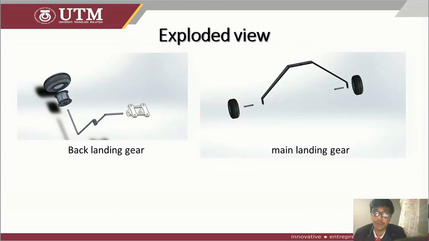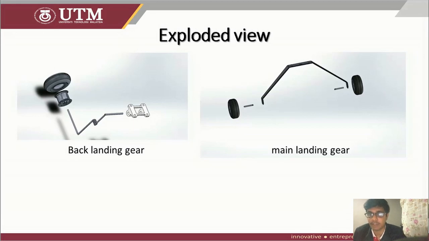This will be the exploded view. The back landing gear includes the connector which we use to connect from the body to the strut of the bicycle, and we include the rim for the tire and also the tire itself. And for the main landing gear, there is a stainless steel frame which is bent into a V shape, including the strut, tire and rim, to make it stronger and more reliable.